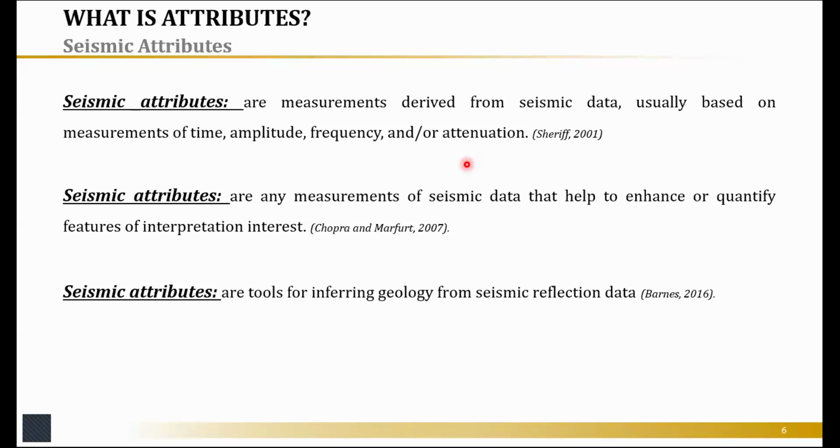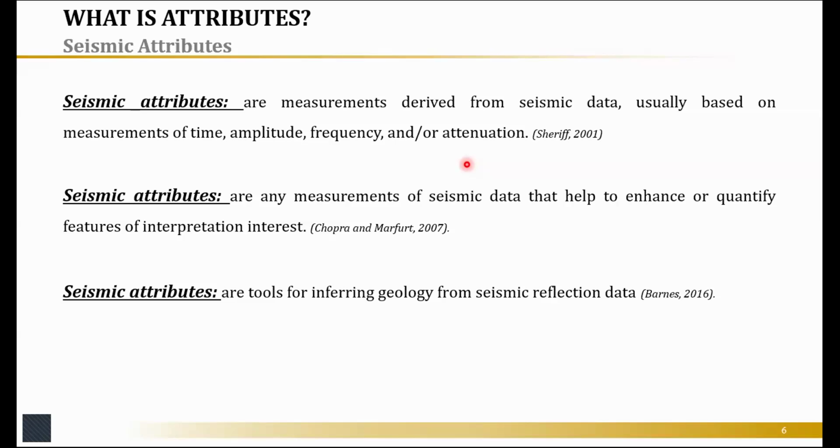So we can answer now. Seismic attributes are the measurement of the properties that are derived from our seismic data, which is, of course, as we said, based on time, amplitude, frequency. Okay, and this is according to Sheriff 2001. And another definition is it's a measurement which can help you to identify the features which are hidden in your seismic data. Another definition also is that they are tools to extract geology from your seismic reflection data.